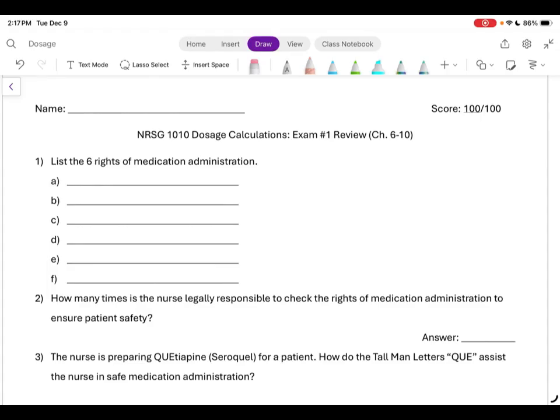As always, I will always ask you the 6 rights of medication, especially as we are getting closer to checkoff day. So triple D, PRT, right? We have drug, dose, documentation, patient, route, and time. All right.